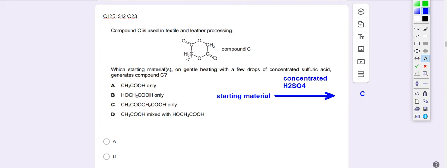Now look at this compound C. Let's identify the functional groups. We have this C double bond O, ester, C double bond O, ester again. So C is actually an ester. So a starting material with concentrated sulfuric acid then forms an ester. So this reaction is actually esterification.